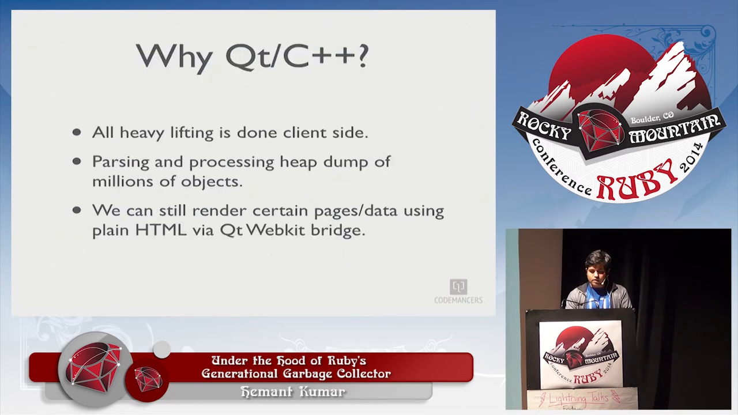We use SQLite. As I said, in this application all the heavy lifting is done on the client side, like which object holds references to what object, where it was allocated, all that stuff. We benchmarked various GUI libraries, and we came to the conclusion that Qt C++ really matches what we are trying to do. We didn't want to build an OS X only application, which unfortunately pervades the Ruby culture. So we wanted it to work on OS X, Linux, and preferably Windows if we can. We can still render certain pages using plain HTML via the Qt WebKit bridge.